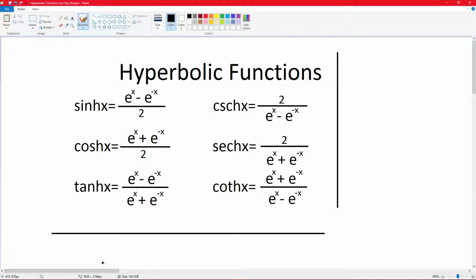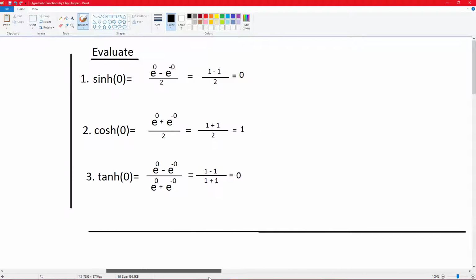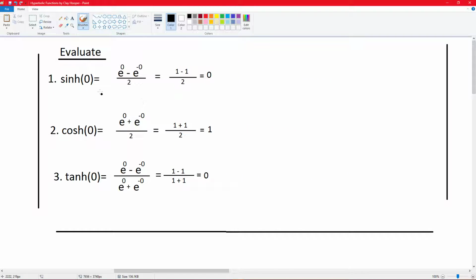Now let's say you're asked to evaluate them. To evaluate sinh of 0: e to the 0 minus e to the negative 0 over 2 is 1 minus 1, which is 0, over 2, which gives you 0. And if you didn't know, e to the 0 is 1, e to the negative 0 is also 1.